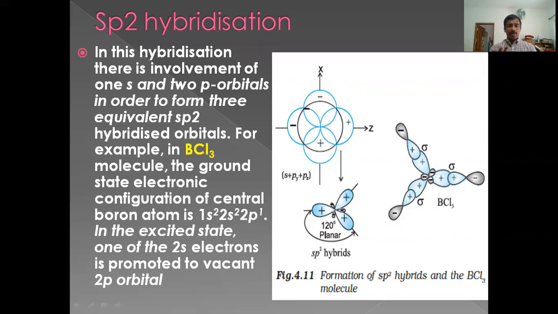Here we will discuss two examples. First one is BCl3 and the second one is C2H4. BCl3, boron trichloride, and C2H4, ethene. In BCl3, the ground state electronic configuration of the central boron atom is 1s2, 2s2, 2p1. In the excited state, one of the 2s electrons is promoted to a vacant 2p orbital, as it is shown here.